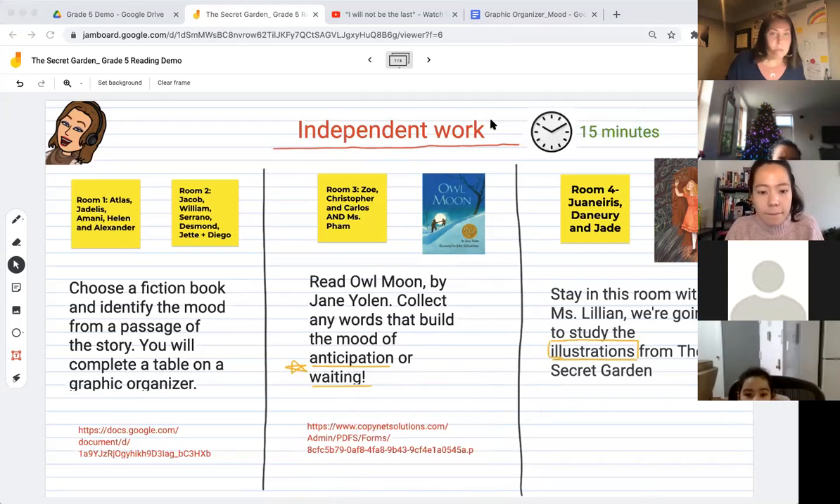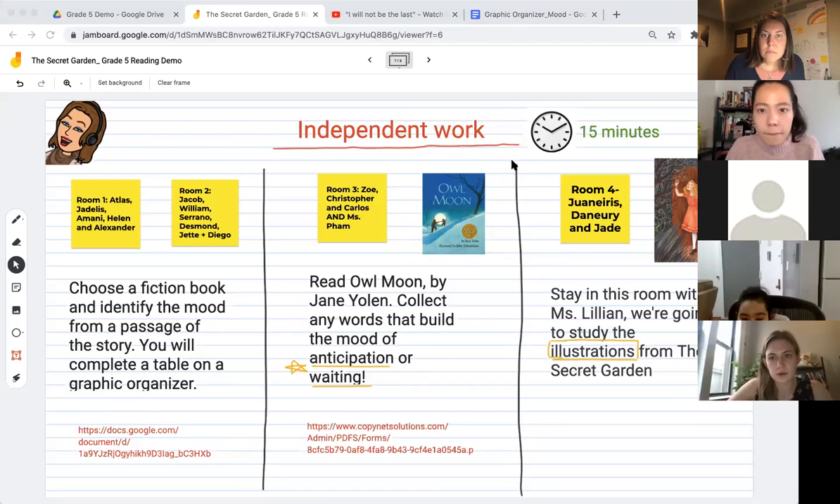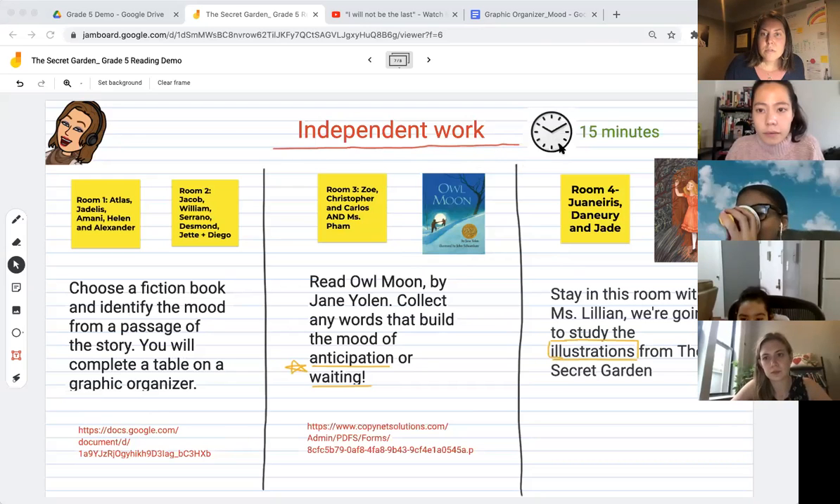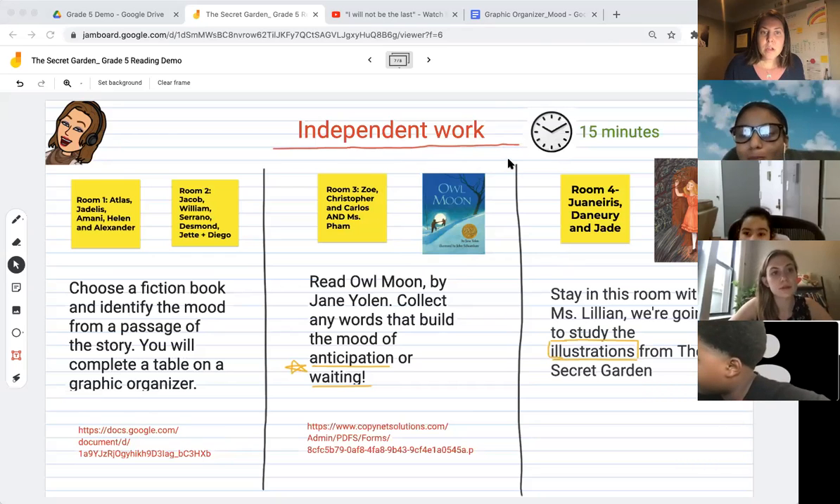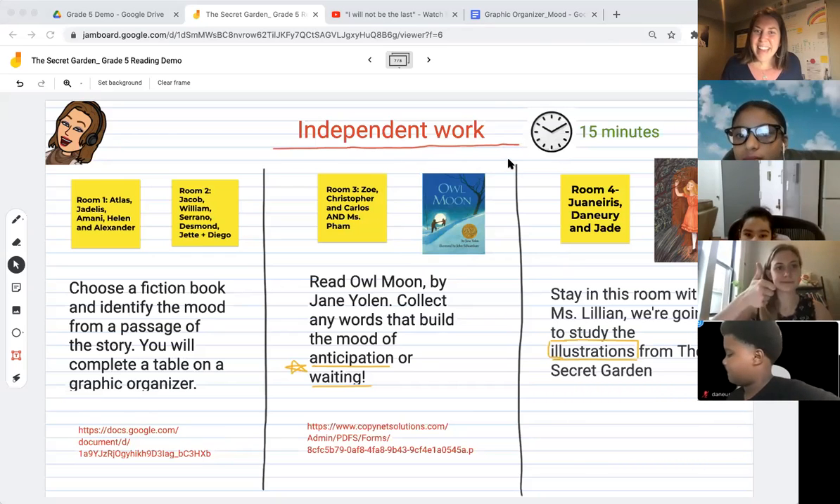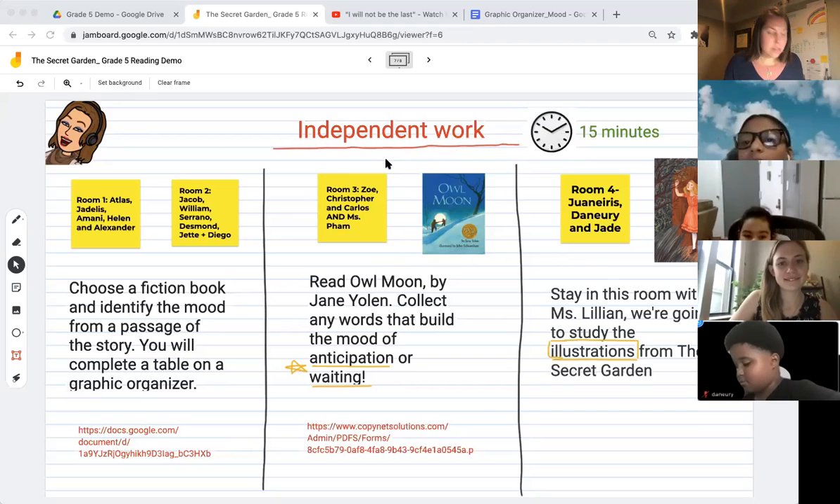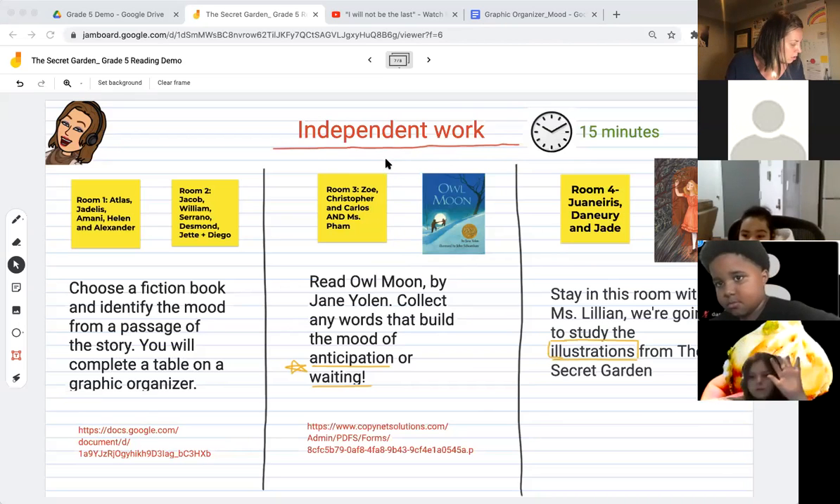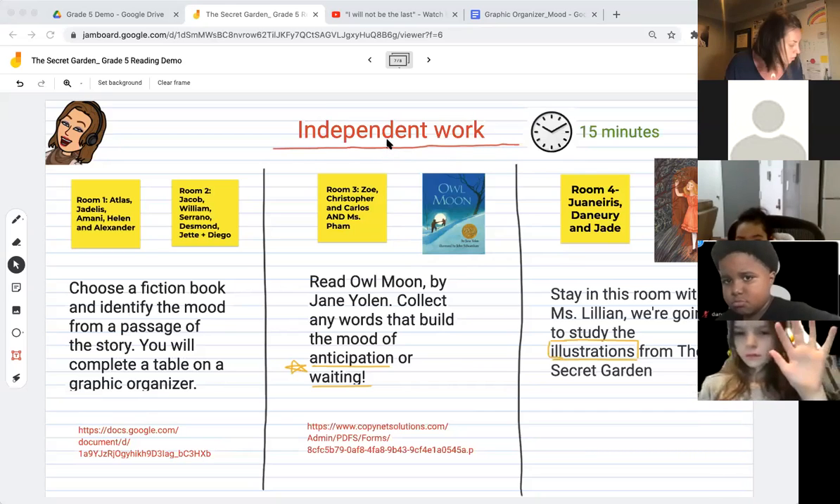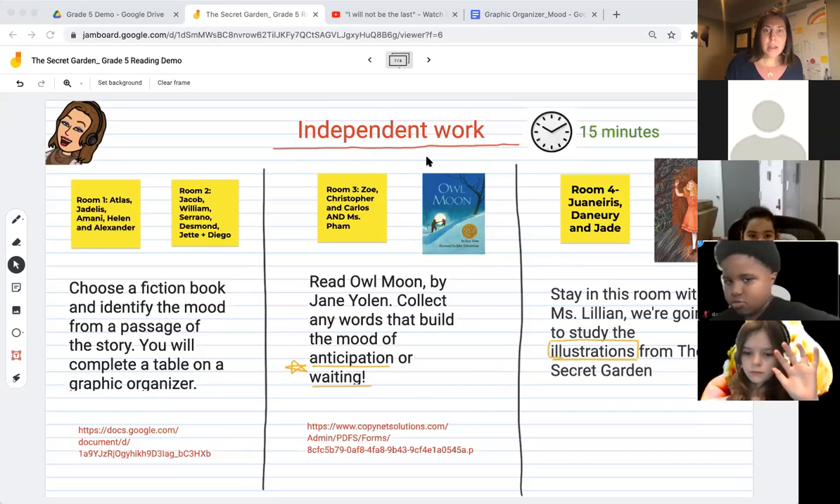Let's see. So that's Zoe assigned to room 2. Christopher assigned. And Mr. Carlos. Miss Woodbury, I think I'm going to put you in the other breakout room 1. Does that work? Okay. Adios. Okay, Danody, Jade. Danody, Jade. Okay, got it. Yes, Jet?